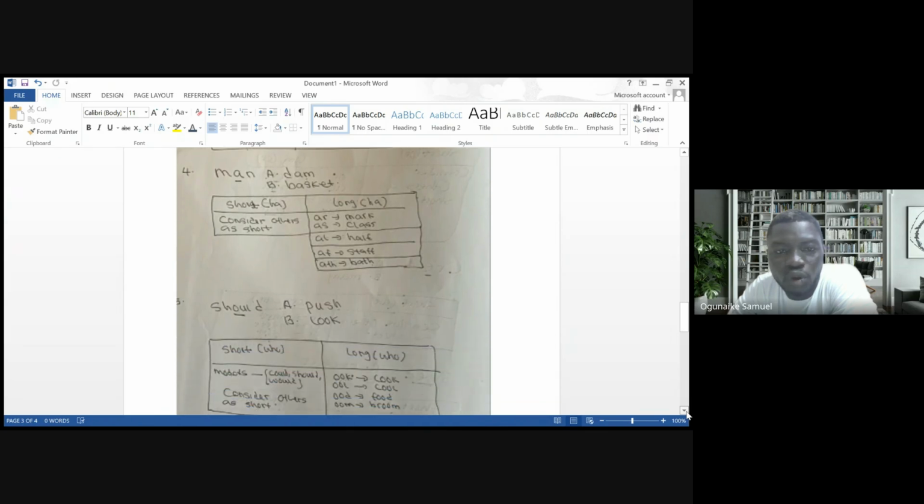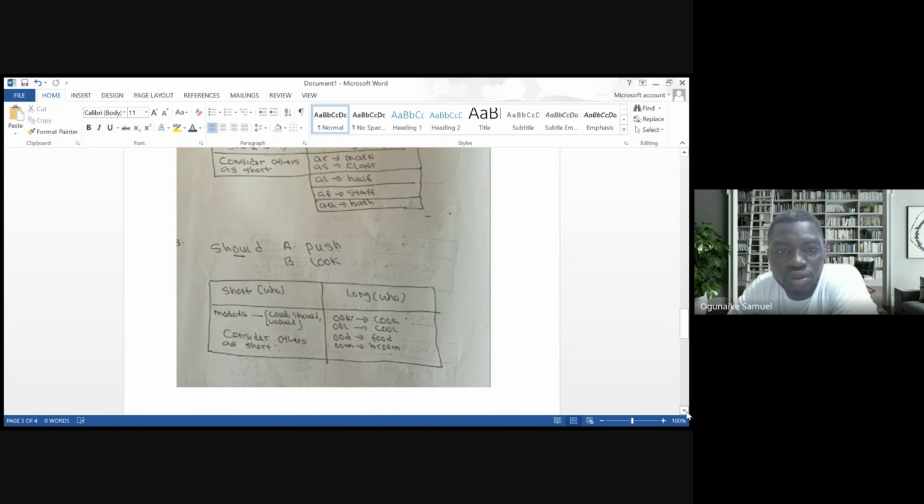Then we have the oo sound. Should, push. It means that you are also dealing with the issue of long and short here. When you look at that, tell me the answer. You have the property of the long and the short there. Let's hear from you. Which one do you think is right? Yeah, I'm listening. So which one is correct?